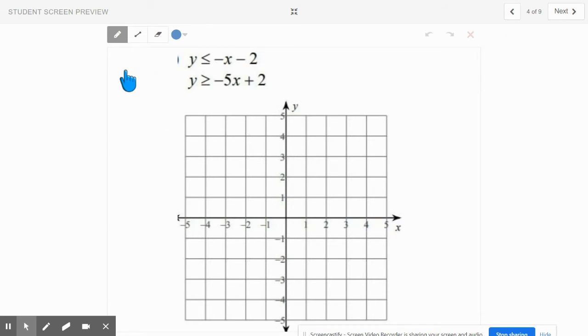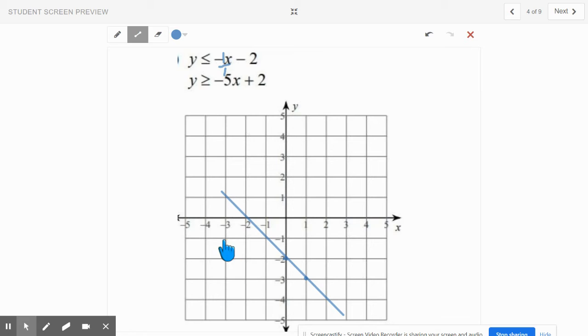Next one, this was a system. There's 2 of them you have to graph. First step, negative 2. All right, then we're going to go down 1 to the right 1, because there's a negative 1 there. So it's negative 1 over 1 is the slope. Okay. This one is a straight line because it's equal to.